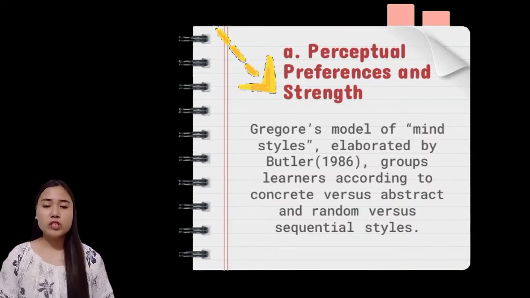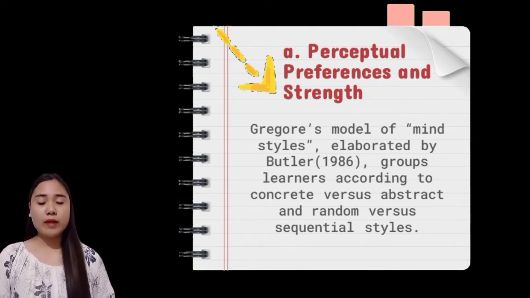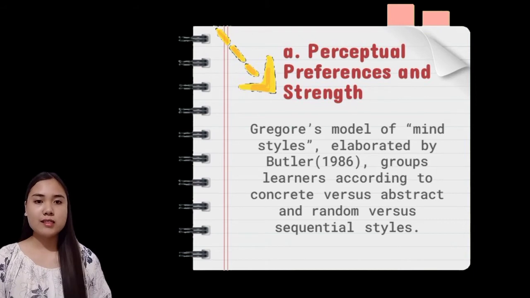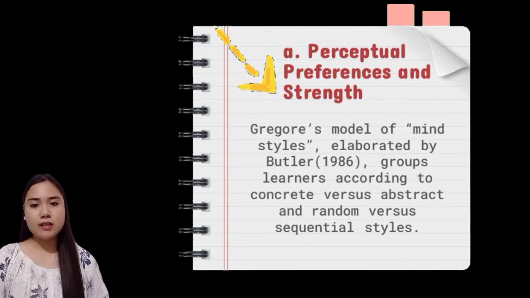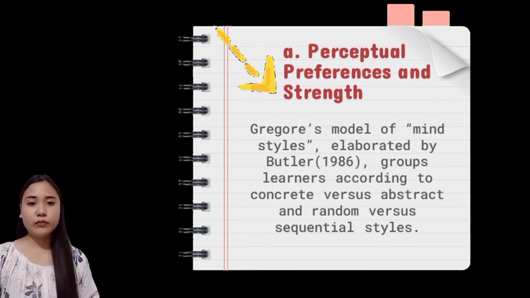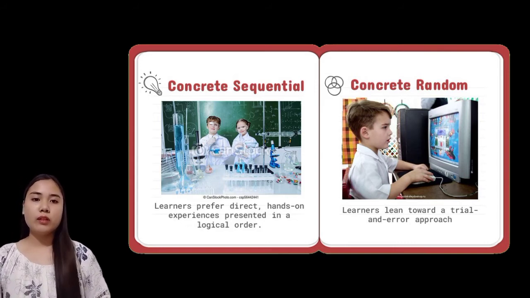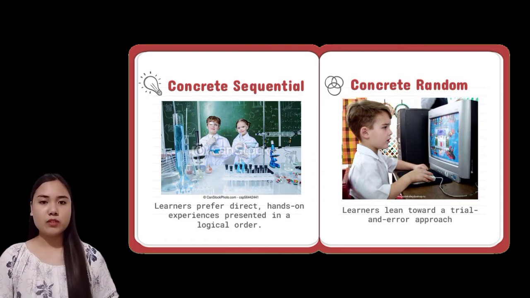Learners vary as to which sensory gateways they prefer using and which they are especially adept at using. The main gateways include auditory, visual, tactile, and kinesthetic. Gregorc's model of mind styles, elaborated by Butler 1986, groups learners according to concrete versus abstract and random versus sequential styles. First, the concrete sequential learners prefer direct hands-on experiences presented in a logical order. Examples are the workbooks, programmed instruction, demonstration, structured laboratory approaches.